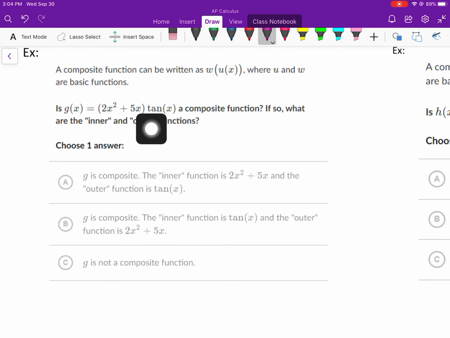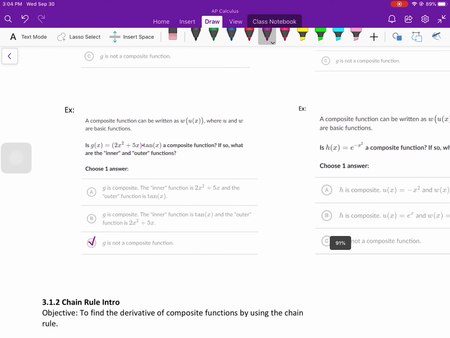Looking at this one, what's the inner and what's the outer function? So if we look at this, it's 2x squared plus 5x times tangent of x. This times tangent of x. There's no inside to tangent, just x. There's no inside outside here, so this actually is not a composite function. This instead would be product rule because we're multiplying those two functions.